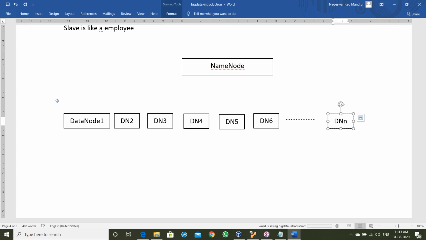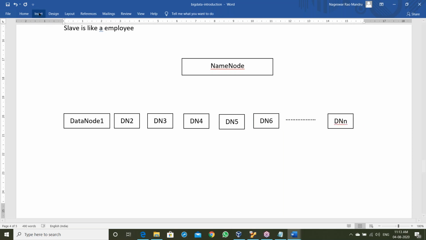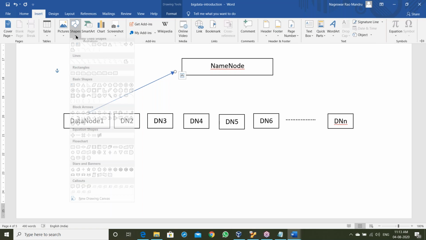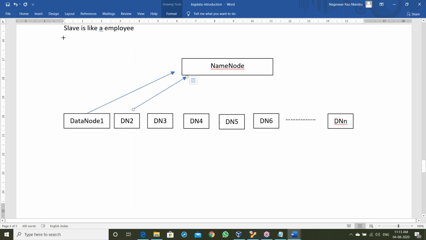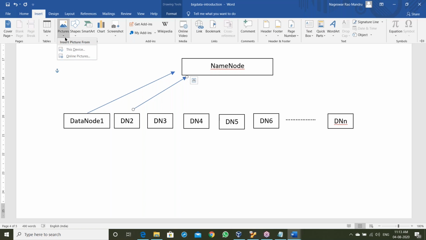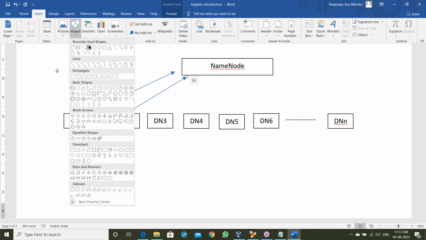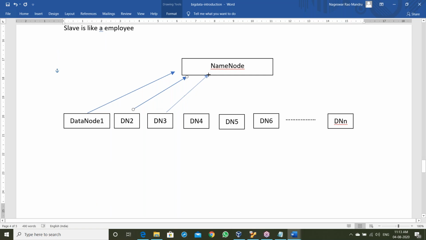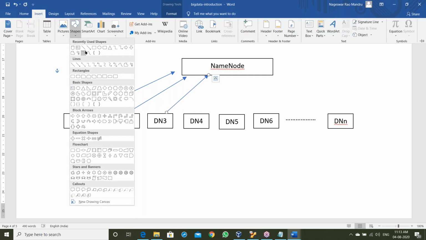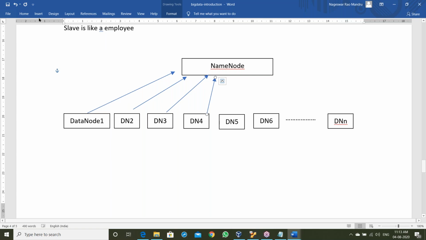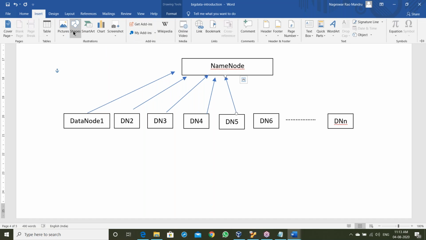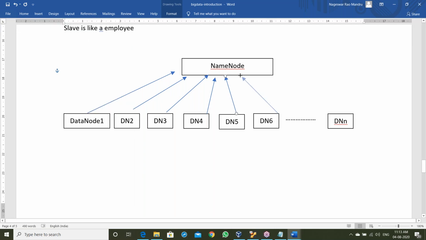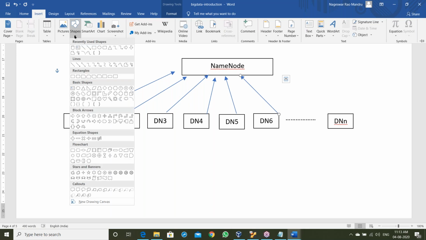Data node n. Yes, all the data nodes communicate with the name node. There's a communication system between the data nodes and the name node. Every data node communicates with the name node, like a manager and employee relationship. Everyone just communicates with the name node.